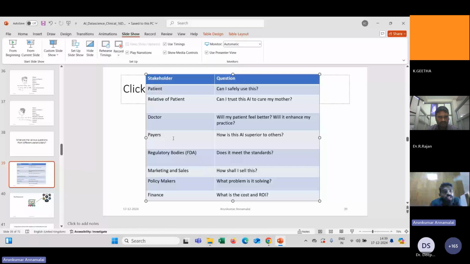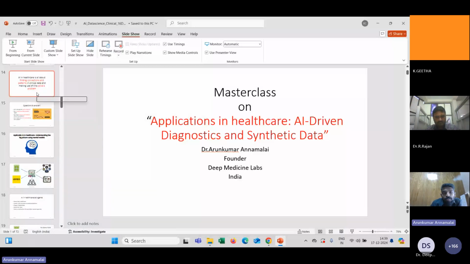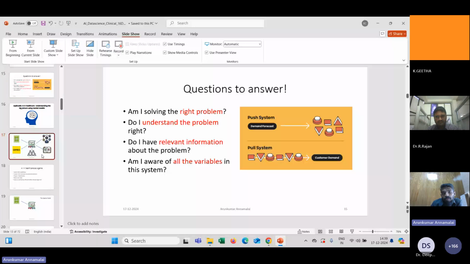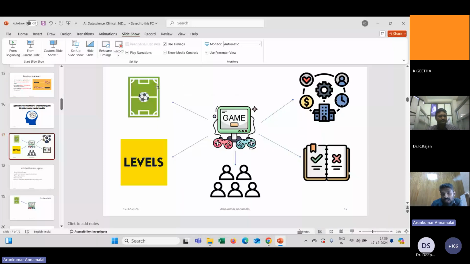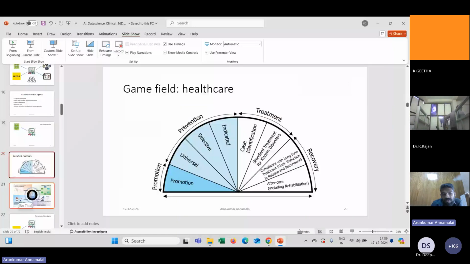Okay. So quickly recapping what we saw today: the applications of AI in healthcare, AI-driven diagnostics and synthetic data. Learning number one is find the right problem and find the right solution. Point number two is AI in healthcare is like a game where it has a field, it has different levels, it has different stakeholders, you have different rules and resources. So the healthcare domain is like this. It is a spectrum, and you have different levels.